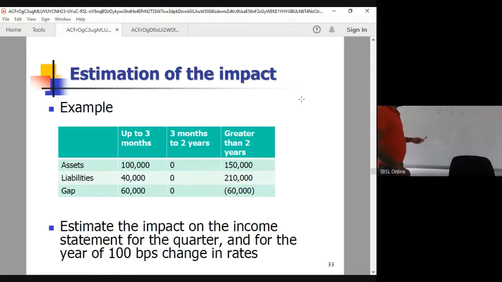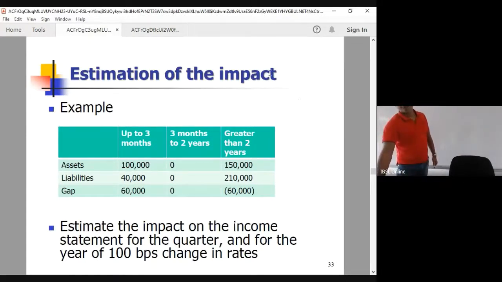You can see you have assets of 100,000, you have liabilities of 40,000. You have a gap of 60,000 for that, which is for 3 months. But then between 3 months and 2 years, you don't have anything, no assets, no liabilities. Your next lot of assets and liabilities come over 2 years. So you have assets of 150,000 and liabilities of 210,000 over the 2-year mark. They don't give you the specific date there, but this says over 2 years. It could be 2.5 years, it could be 3 years, it could be just 2 years and 1 month.